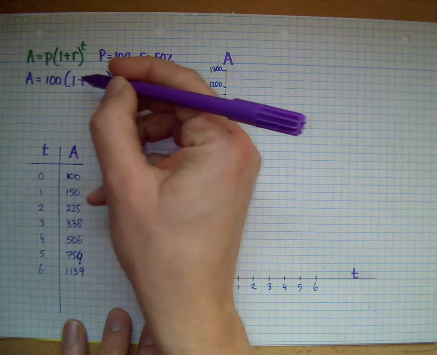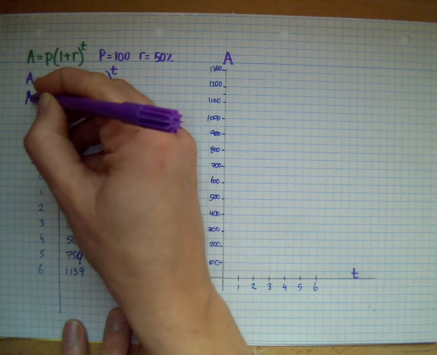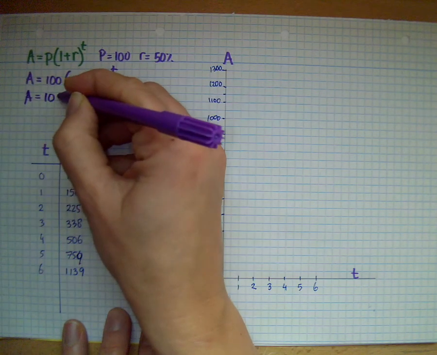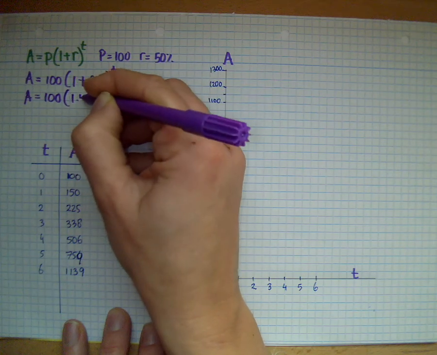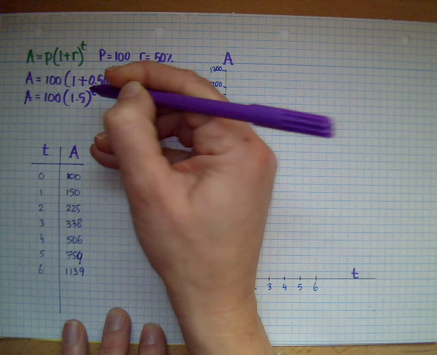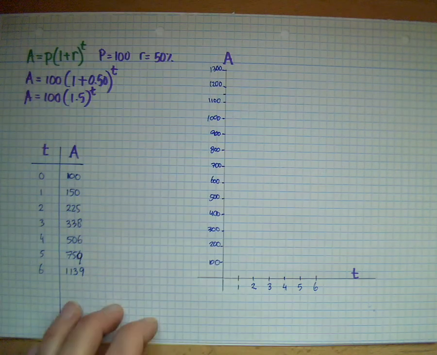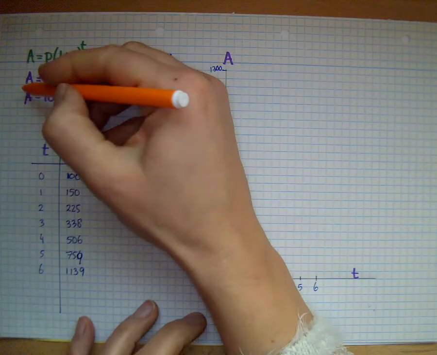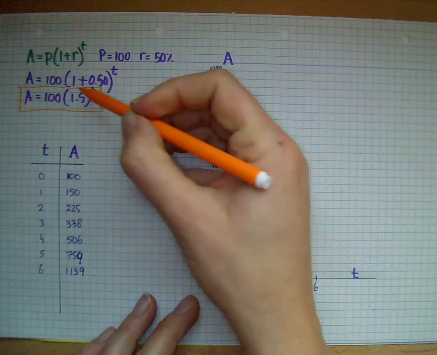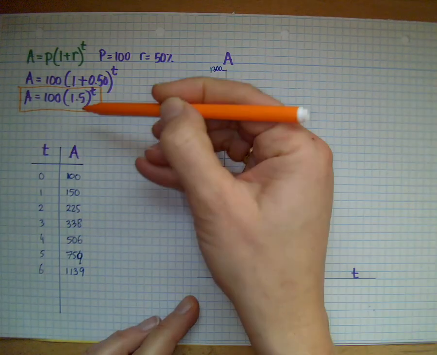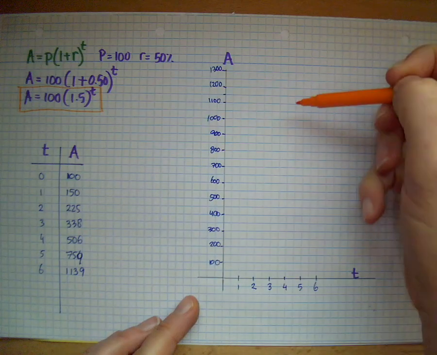Okay, we can simplify this one step further. A equals 100 times 1.5 to the power of t. So this really is the equation that we want to show on this graph. We want to plot this equation on this graph.